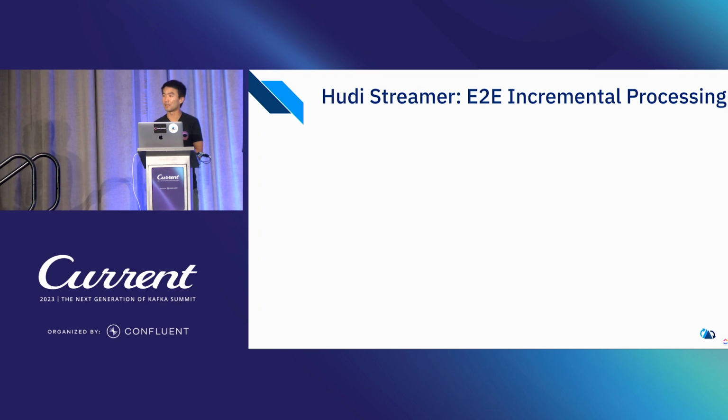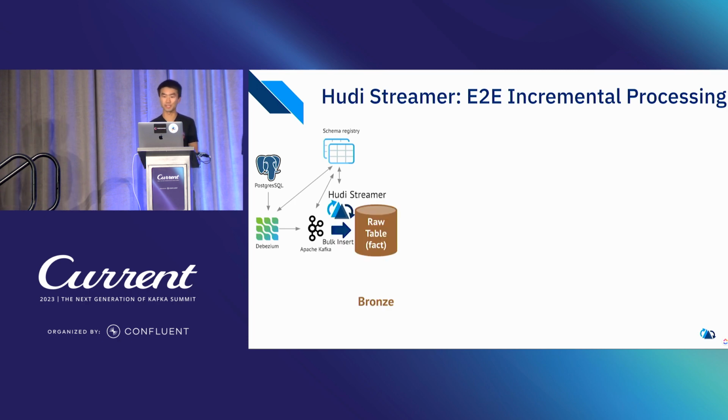So here is an example of how you can use Hudi streamer to construct the incremental processing end-to-end. A common use case is streaming the change logs from a database like PostgreSQL through Debezium and Kafka. Each message from the Kafka source has the before-after images reflecting the changes, and the schema is registered to the schema registry. In the first step, Hudi streamer gets the new data from the last checkpoint from the Kafka source and bulk inserts them to the bronze table. This bronze table contains the exact raw events from the Kafka source for further processing.